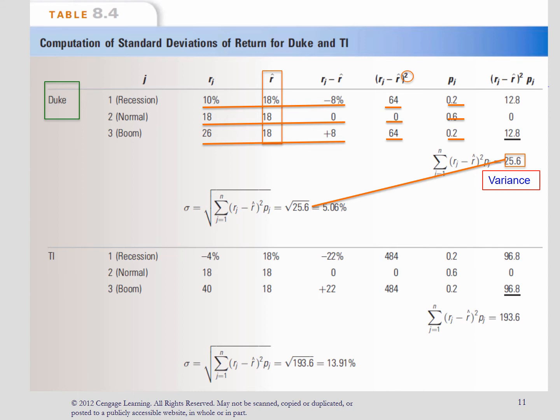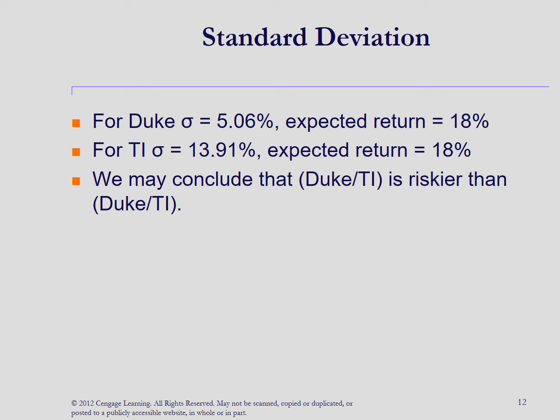The standard deviation we obtain is 5.06%. Now, we have the results. For Duke, the standard deviation is 5.06% and the expected return is 18%. For TI, the standard deviation is 13.91%, and the expected return is 18%. So we may conclude that TI is riskier than Duke because the standard deviation of TI is larger than the standard deviation of Duke.